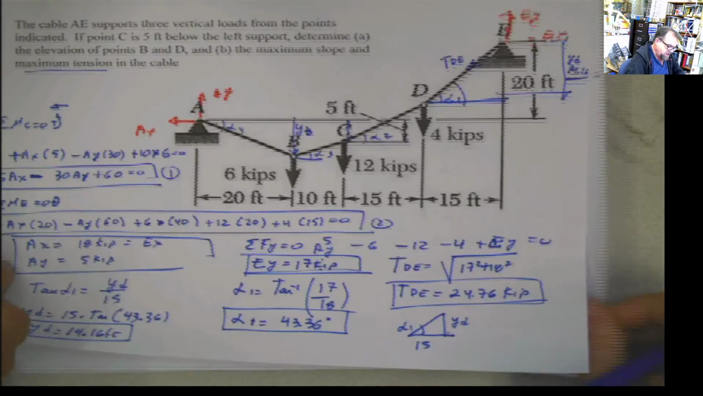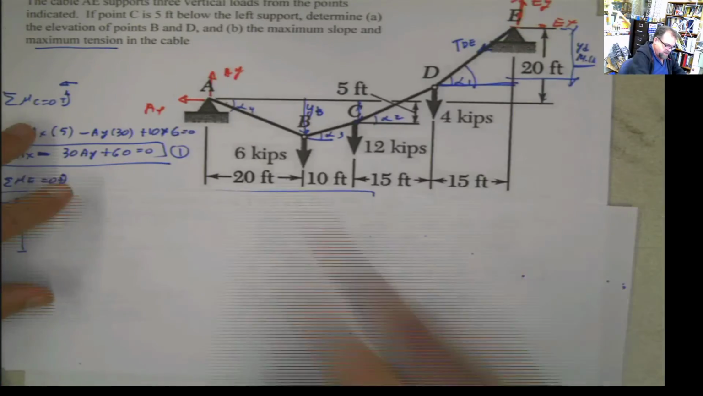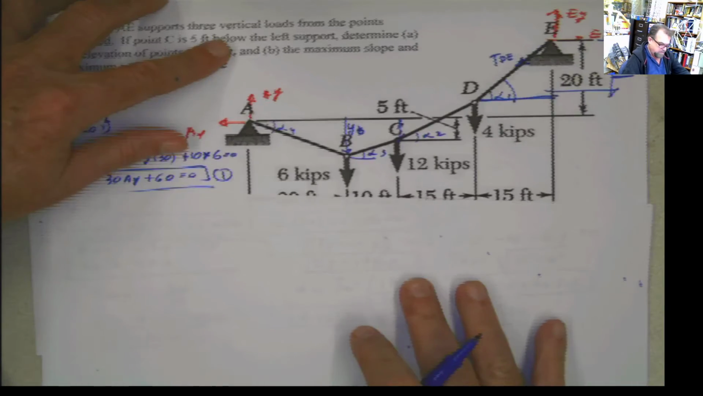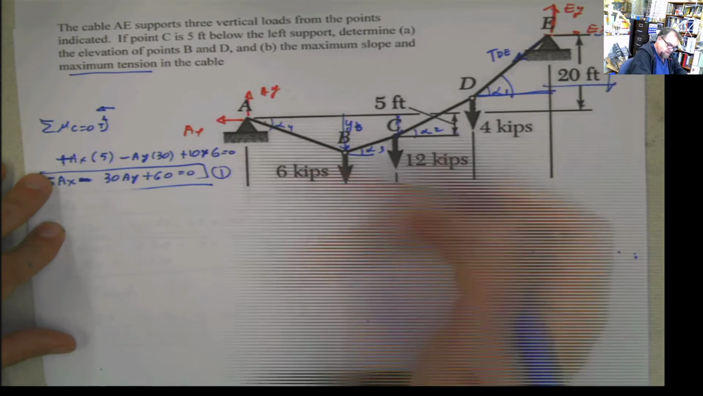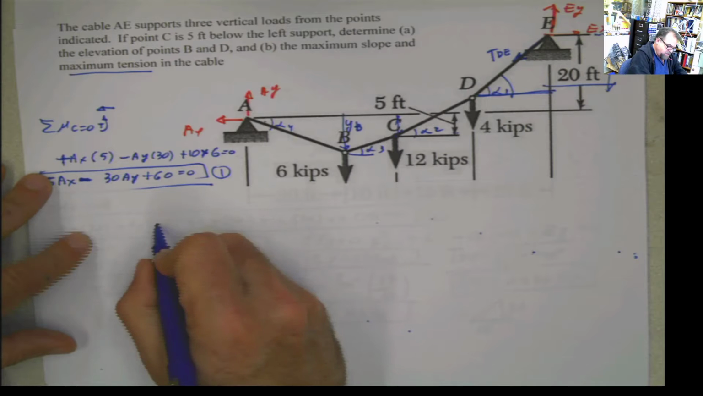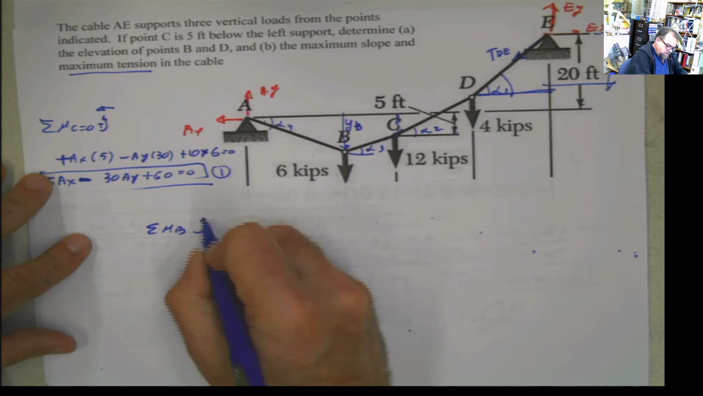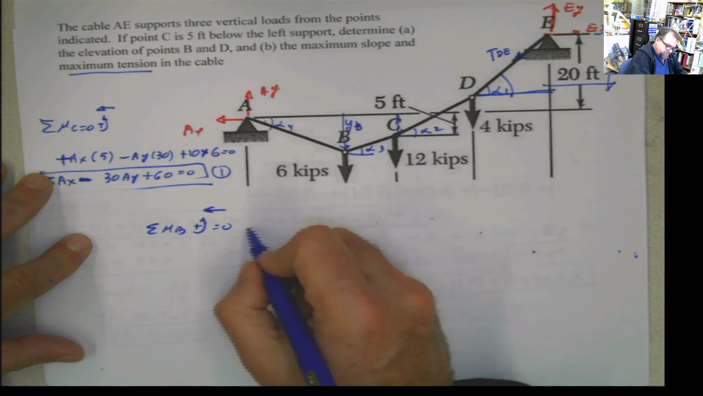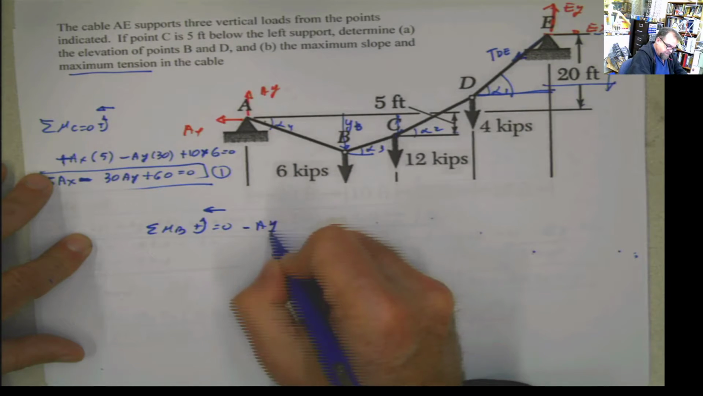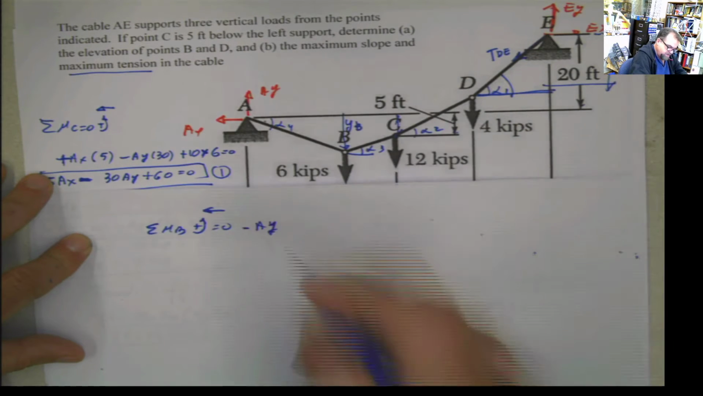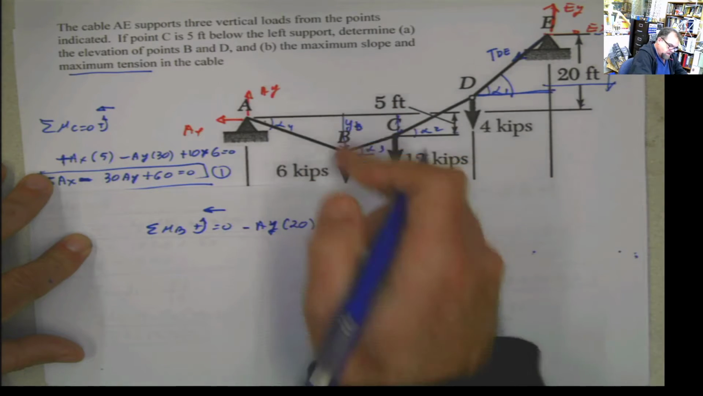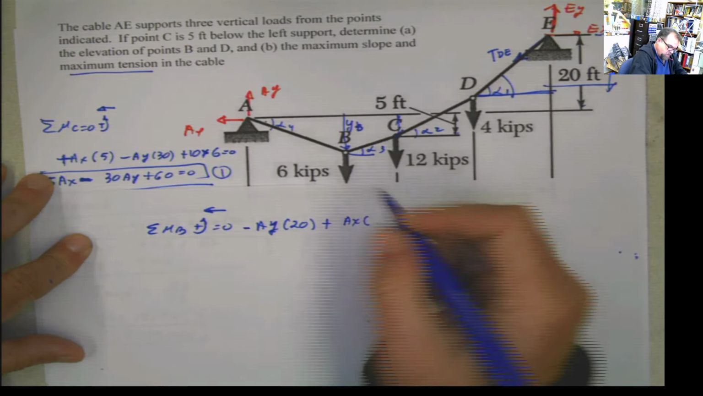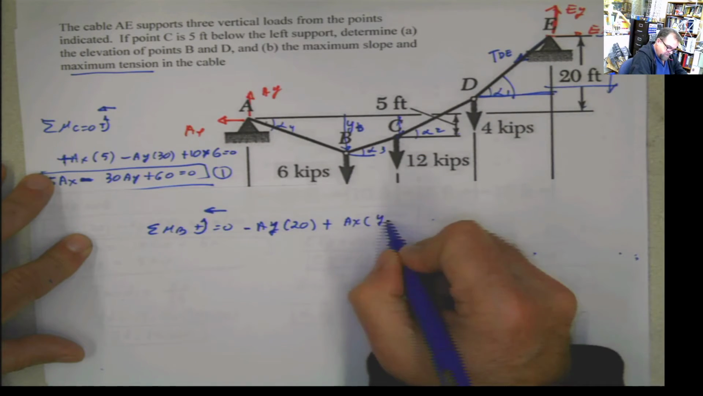Now, another thing that I need to calculate is this YB. How do you calculate that YB? Well, you can do summation of moments on this side if you want to. Summation of moments at B equals 0 using this side. Then I will have negative AY multiplied by 20, in this direction, of course, plus AX multiplied by YB has to be 0.